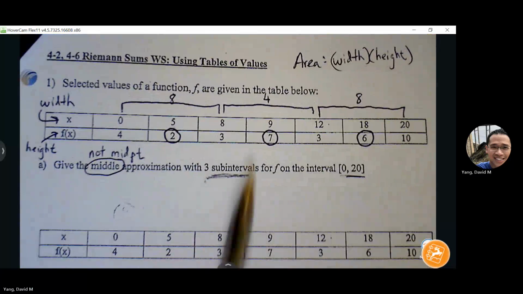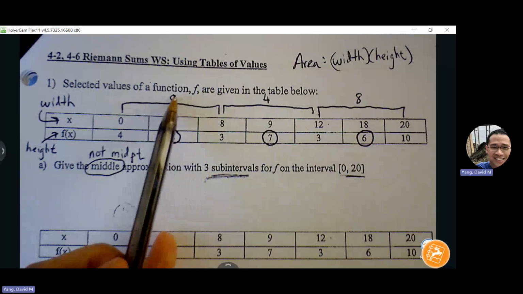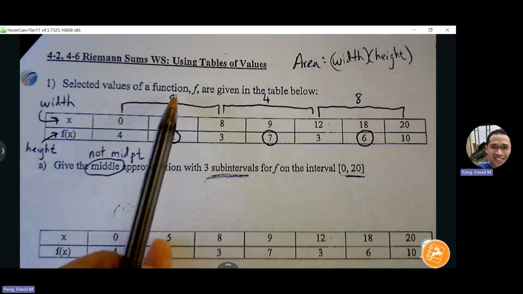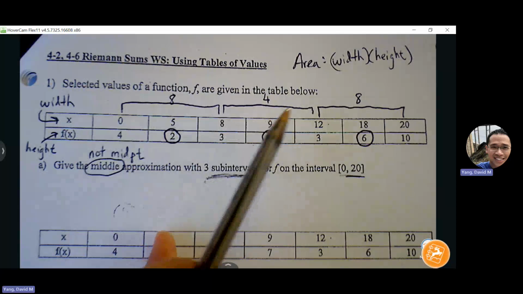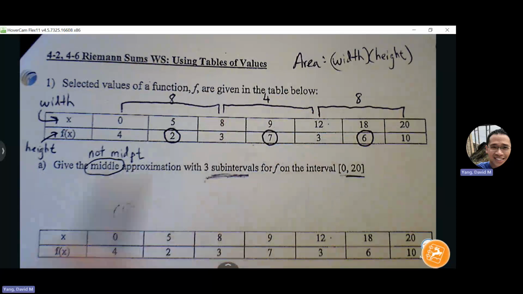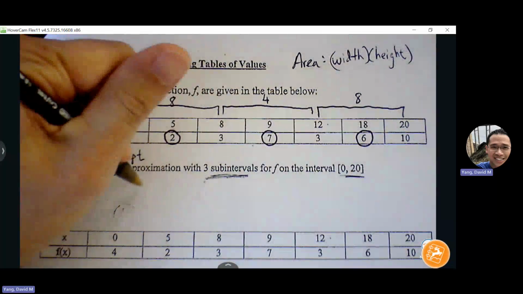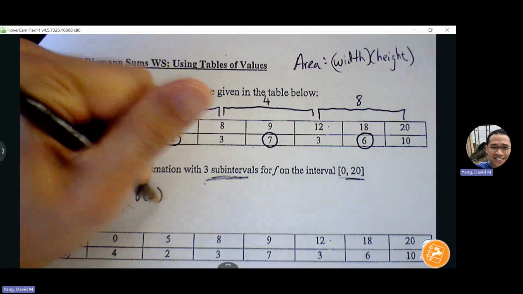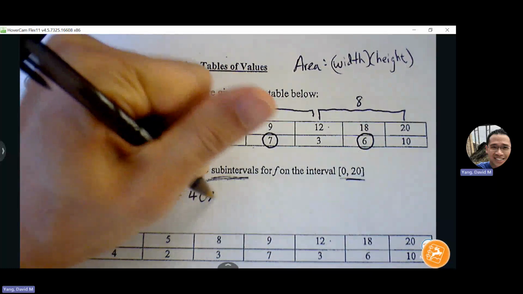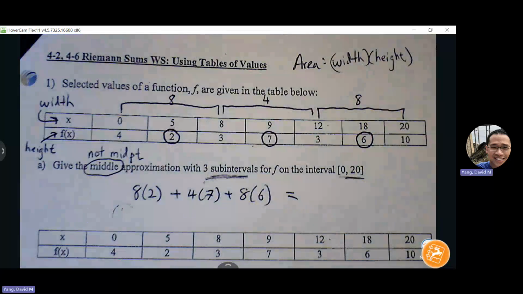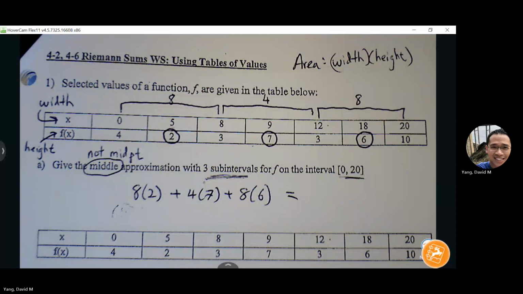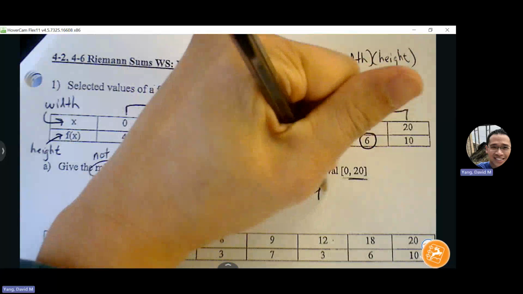So every rectangle will be width times height. Okay? So first rectangle is 8 times 2. Second rectangle is 4 times 7. Third rectangle is 8 times 6. So to give the middle approximation, we do 8 times 2 plus 4 times 7. Okay, you can use your calculator for this. I get 92.